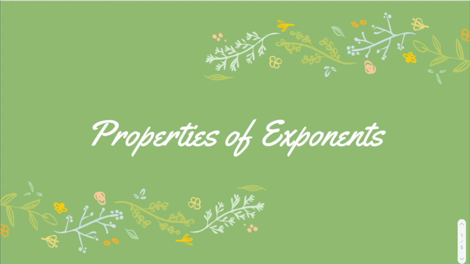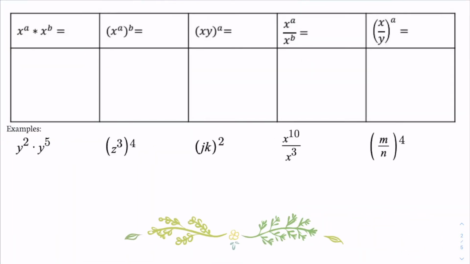Properties of exponents. Whenever we are multiplying like bases, we take the exponents and we add them. Whenever we have some base raised to a power, that term is raised to a power, we take the exponents and multiply them.